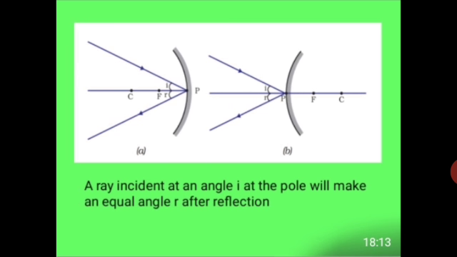The third ray that we can draw is a ray that is obliquely incident at the pole of the mirror. Here, I is the angle of incidence. Maintaining the laws of reflection, the light ray will get reflected in the direction such that angle I will be equal to angle R. This is same in both the cases, concave as well as convex mirror.